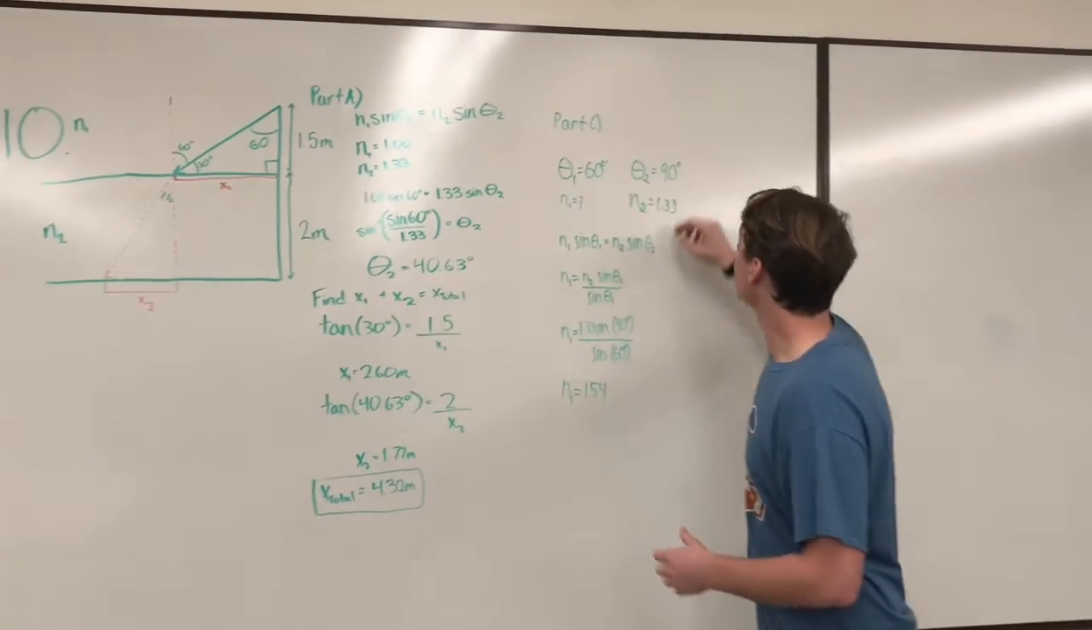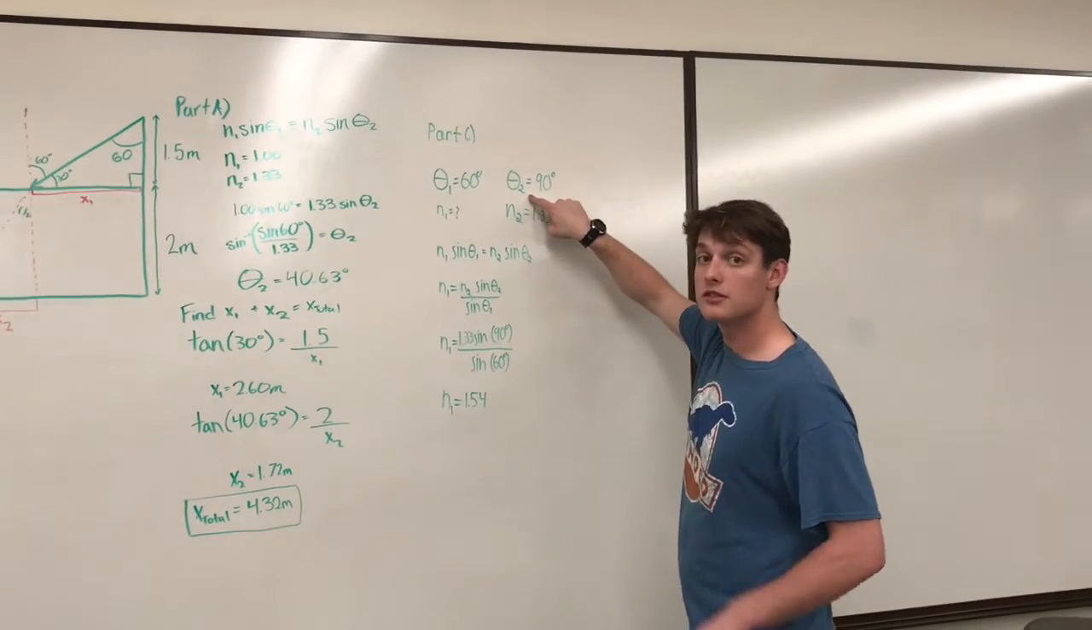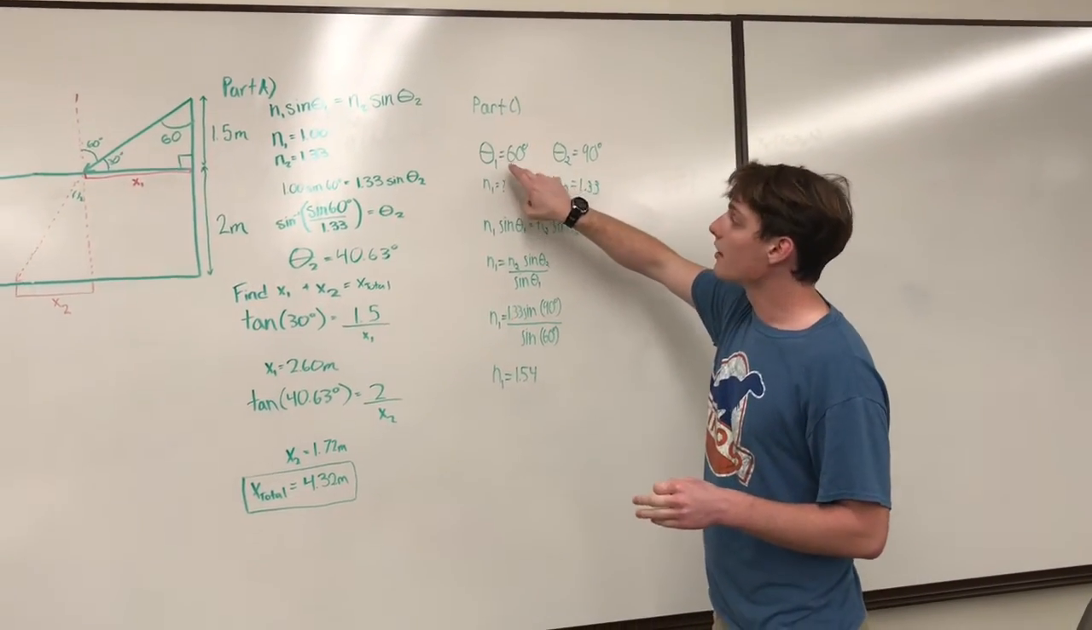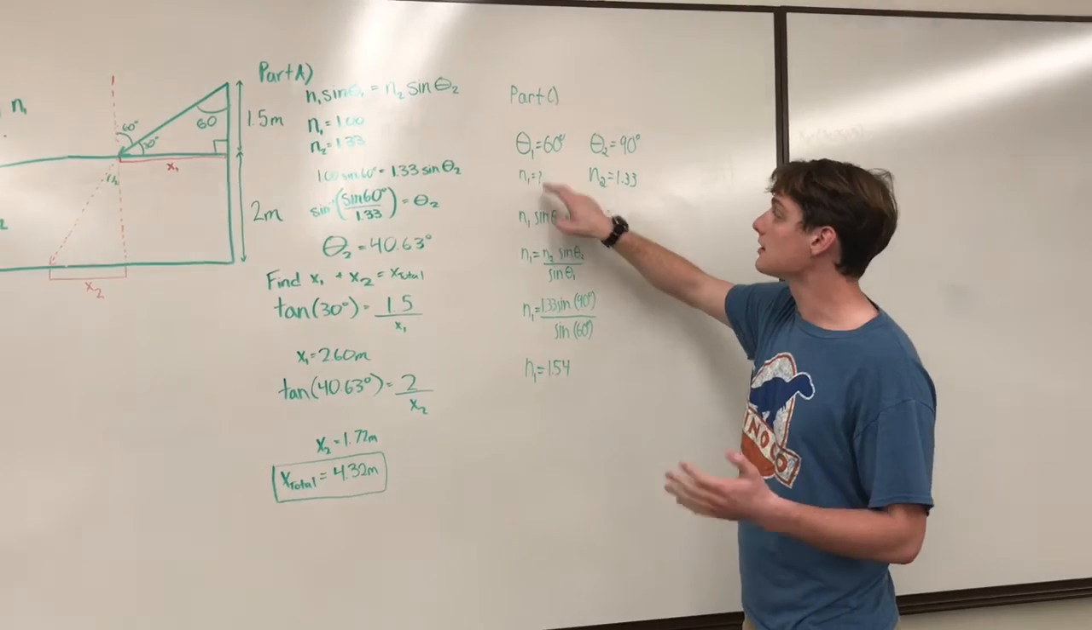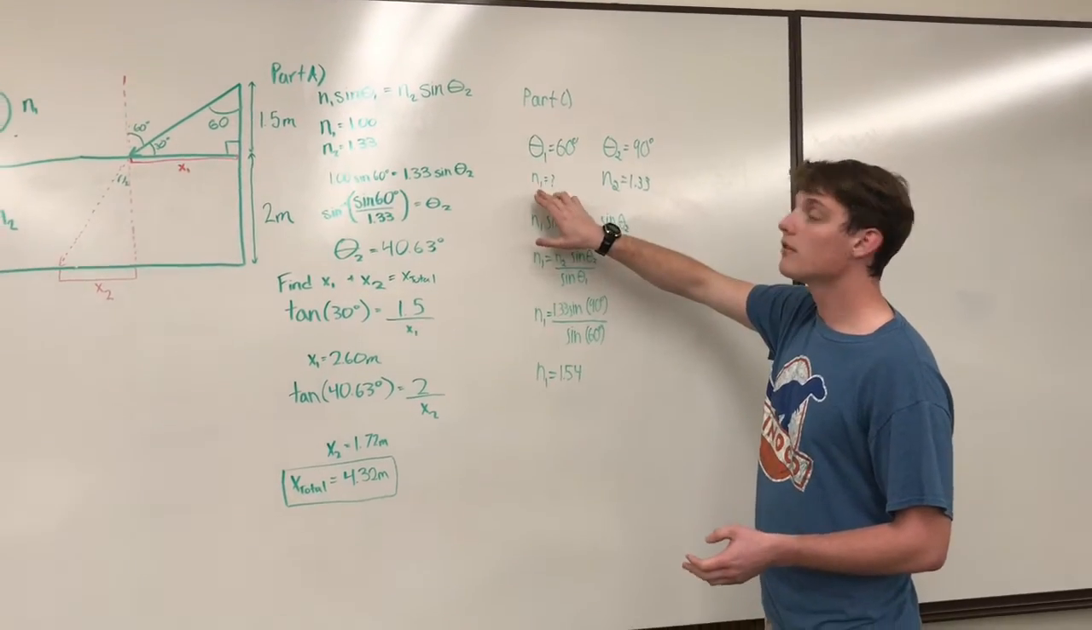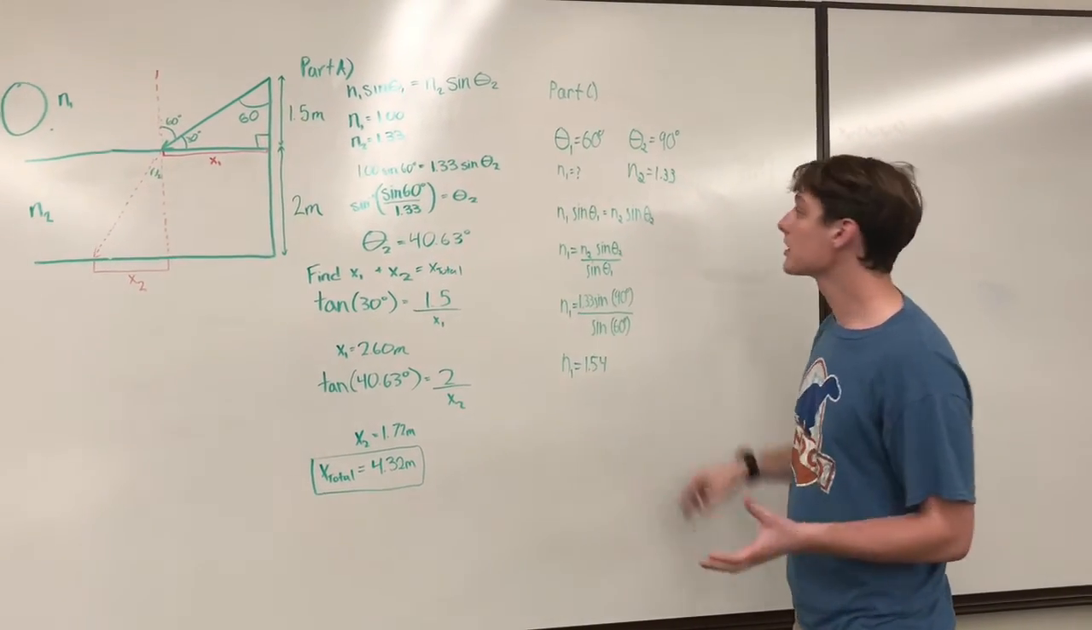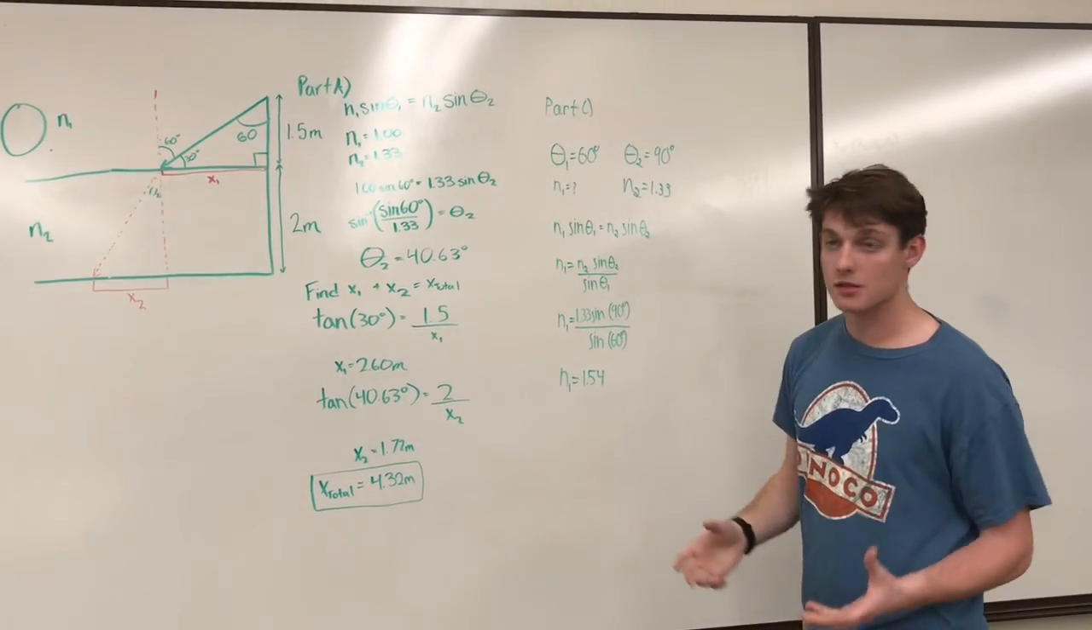So that means that we want our theta 2 to be 90 degrees. Our theta 1 isn't going to change. It's still 60. It's the same as it's been the whole problem. Now we don't know what N1 is because that's what we're changing. N2 is the same. Again, it's the water.